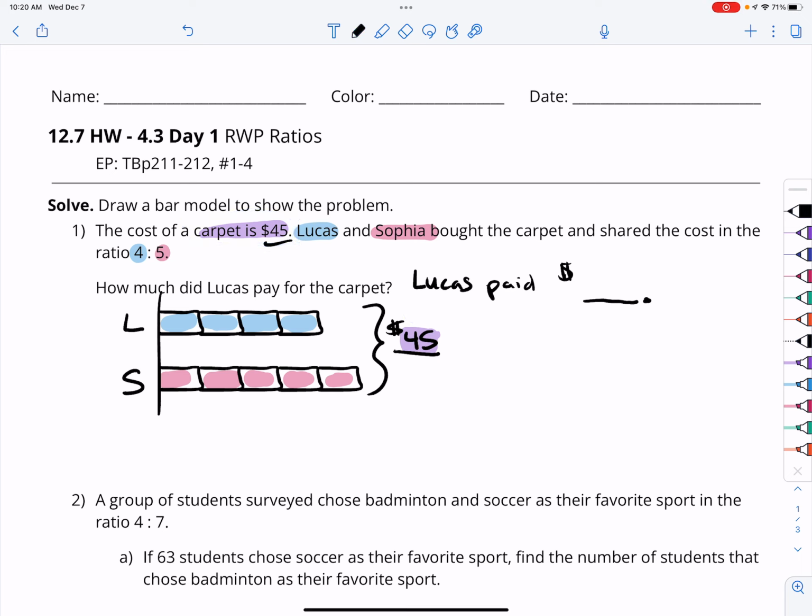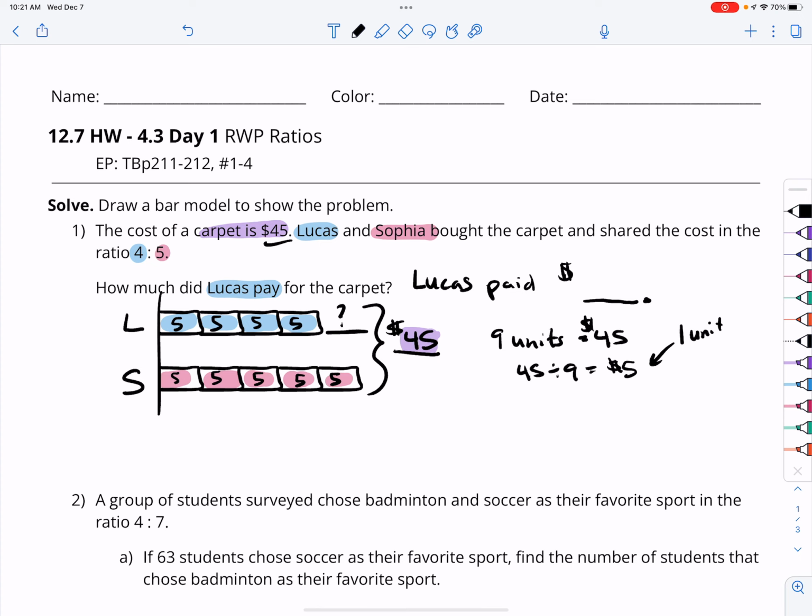So when I look at this, I notice that there are 9 units in this bar model, in this ratio, and those 9 units equal $45. So if I do 45 divided by 9, that's equal to 5. So that means 1 unit is $5. So this is 5, 5, 5, 5. So each one of these is 5 bucks. And the question is, how much did Lucas pay? So we are going to be figuring out that piece of information right here.